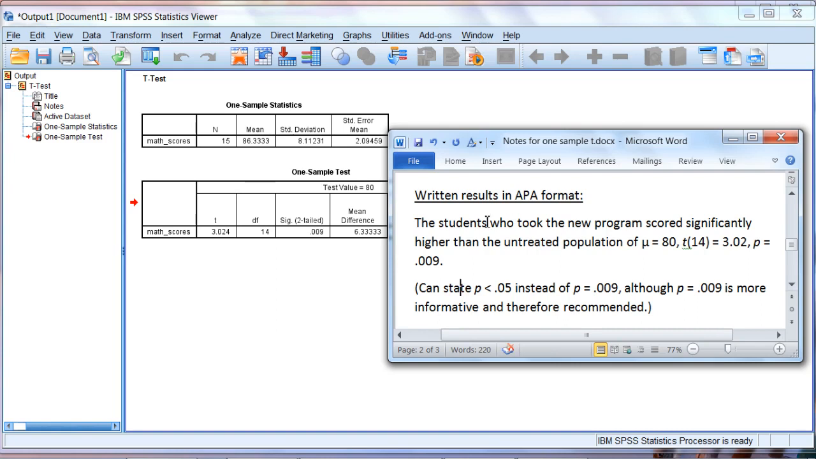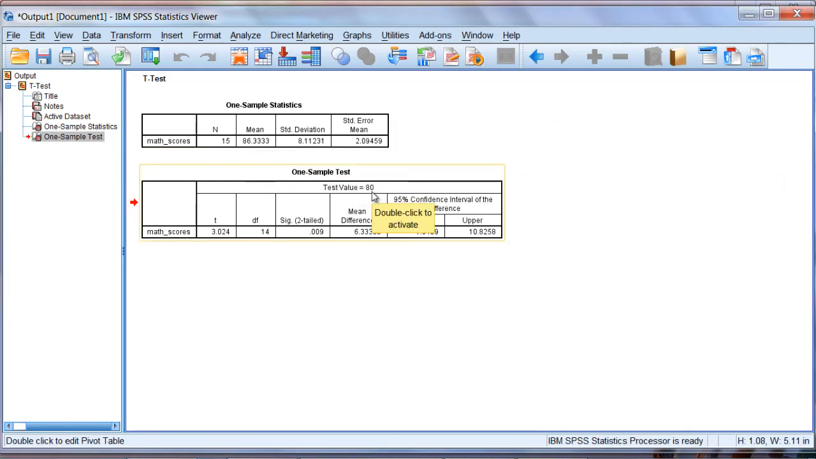So notice this statement. It says that the students who took the new program did score significantly differently, but it also says the direction. It says they scored higher than the untreated population mean of 80. And once again, because the test was significant, we went and looked at the mean of our 15 people, and this mean of 86 was higher than the mean of 80 for the untreated population. And that is why we said that they scored significantly higher.